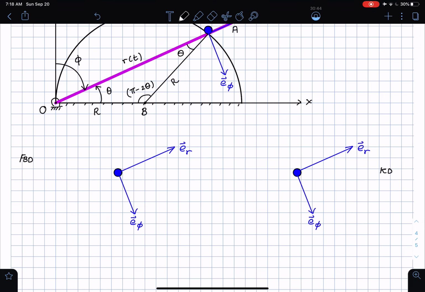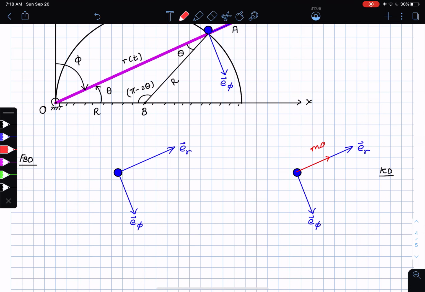Okay, the kinetic diagram is fairly straightforward because all I need to do is just mark the acceleration. So let me do that really quickly. Let me also underline this guy here, so he doesn't feel left out. I'm going to mark the accelerations, mass times the acceleration. So this is going to be mass times acceleration in the radial direction, so this is m times a_r, and then obviously this is mass times acceleration in the transverse direction, so that is m times a_phi. Okay, so this is the situation here.